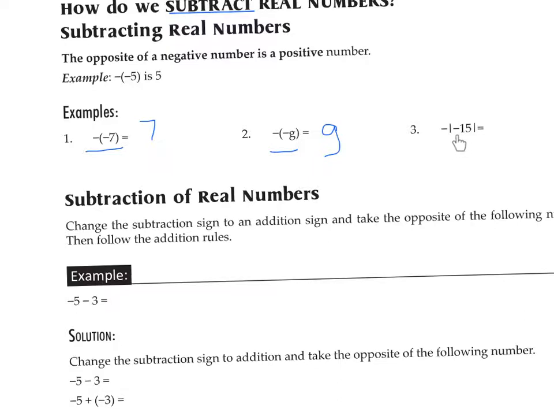This one's different because there are absolute value bars. And we have to simplify inside absolute value bars first. So the absolute value of -15 is 15, and then this negative sign on the outside comes down. So this part simplifies to 15, and this negative comes straight down. So this one comes out to be a negative number.